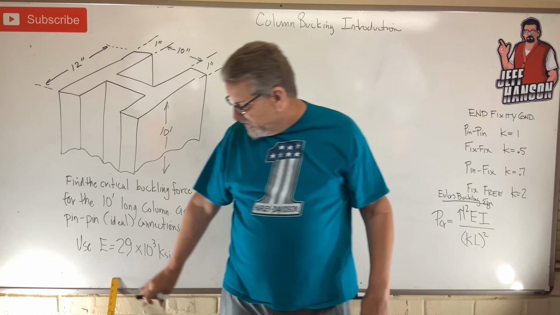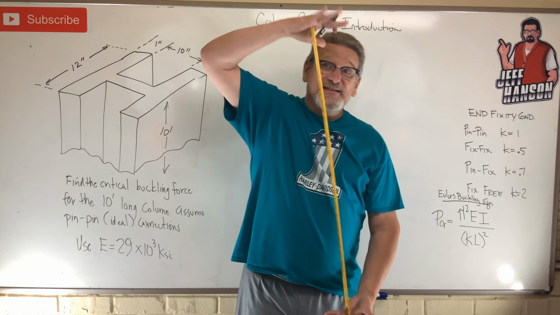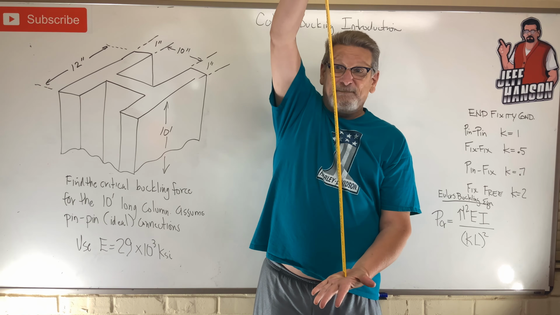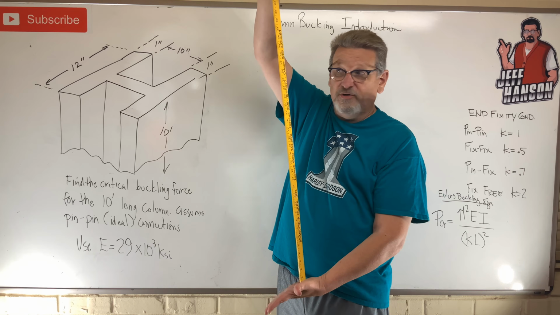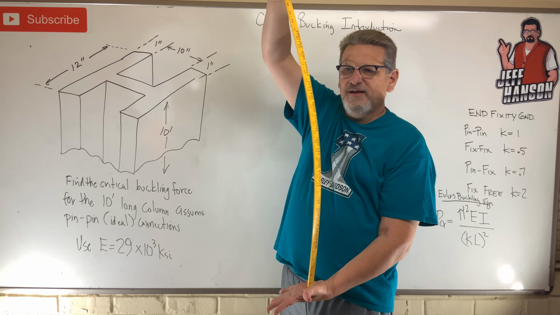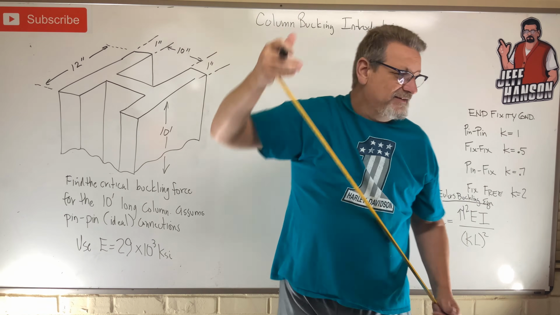Now, the next thing I need to know about long columns, and the next thing that makes a difference in buckling, is how these ends are connected. If I'm pin connected, you can do this. If you have one of those little 12-inch metal rulers, keep your hands open and buckle it and see how easy it is. We call that pin. Each one of those ends is pinned.